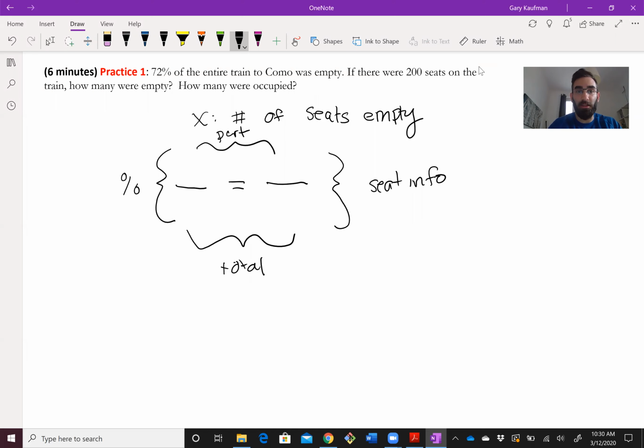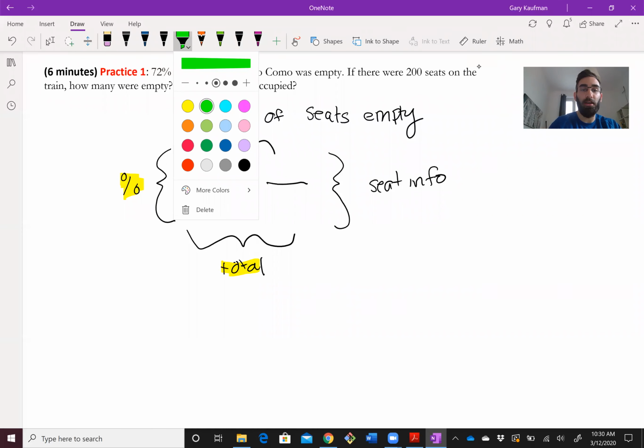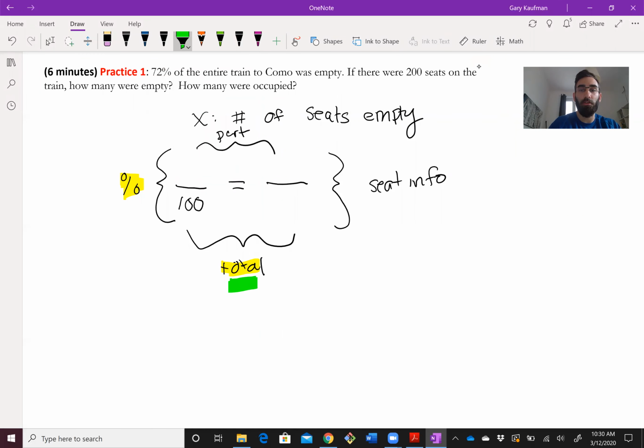So all of a sudden, I think to myself, okay, what's my total percentage? Because that's going to go right here, bottom left. Well, my total percentage is 100%. I'm then going to take a look at my total seat info. Well, that's bottom right. I have that information. There's 200 seats. So I'm going to say, okay, 200 is down there.